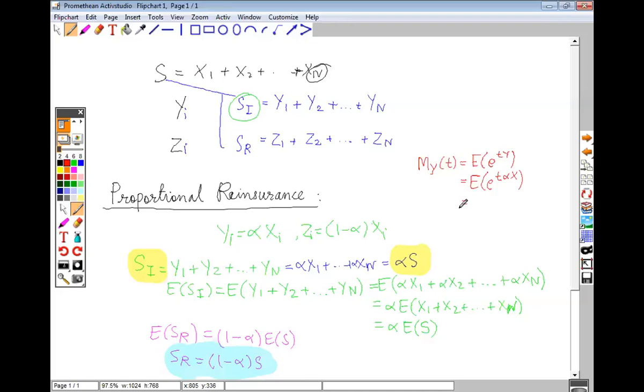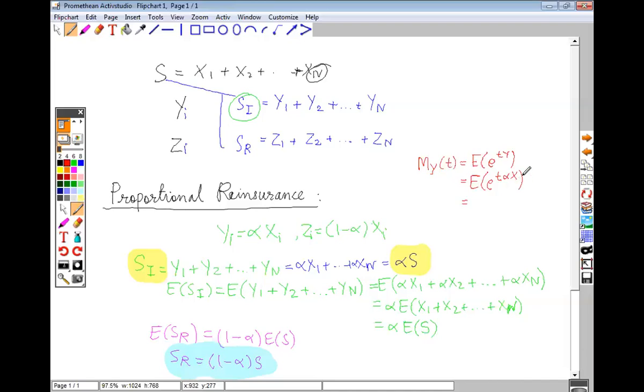So now I want to know something about MYT, but I only know the distribution of x. I do not know the distribution of y as of now. So I cannot simply figure out MYT until and unless maybe I figure out the distribution of y or else I derive it somehow, right?